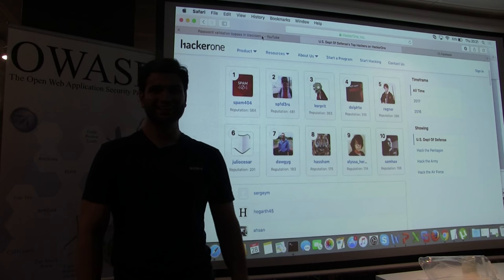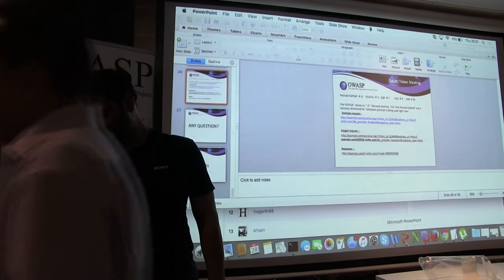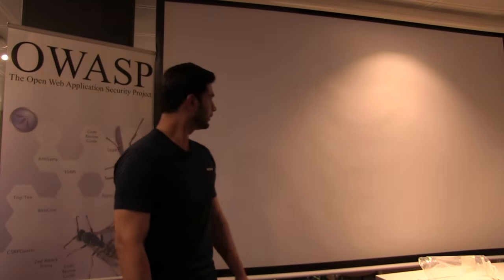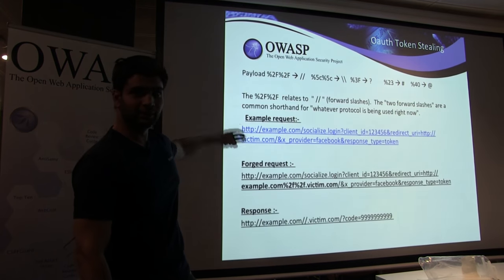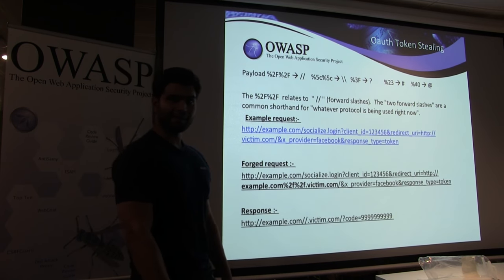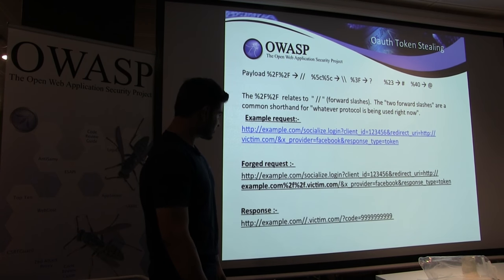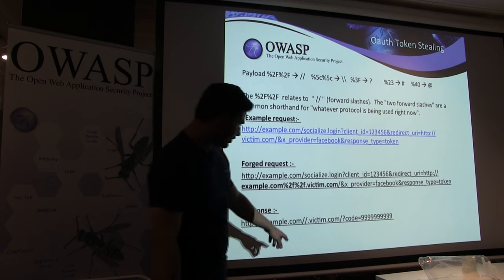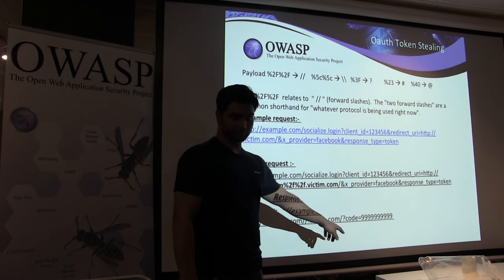Can you go back to sort of the OAuth one? Can you just explain how that works, right? Because the bit I'm not understanding is that. The one you got there, right? So you're basically saying that the exploit is, once you put the two forward slashes, the requests are sent to both example.com and victim.com. Yeah, exactly.